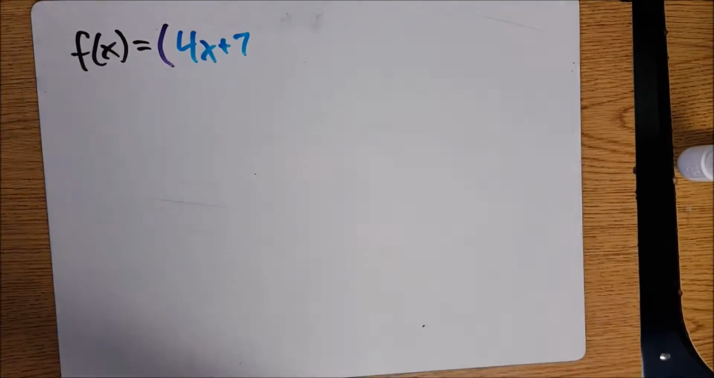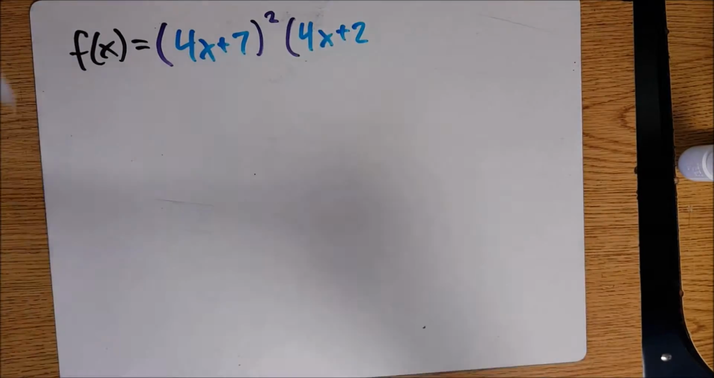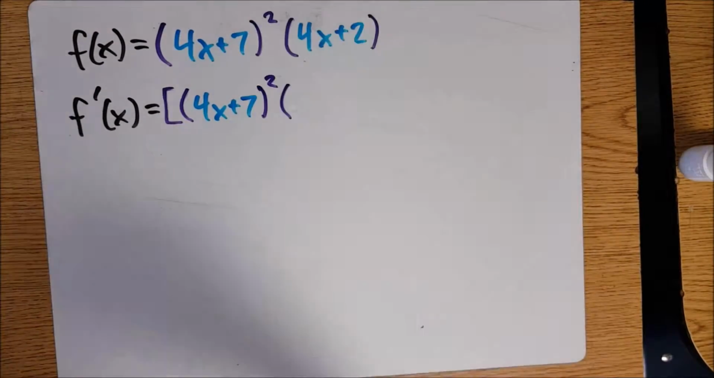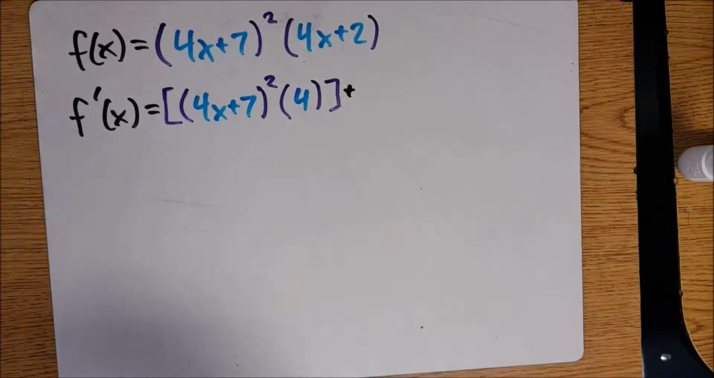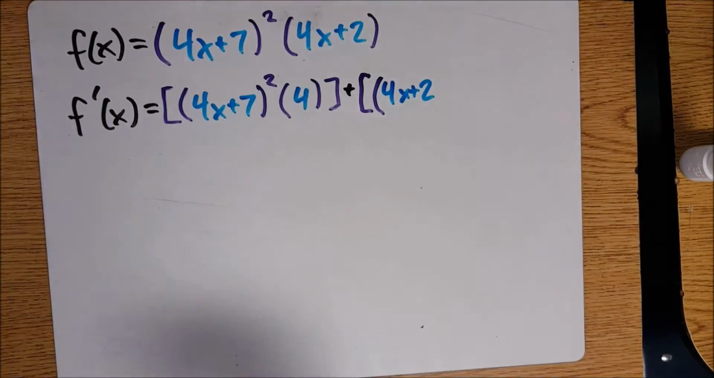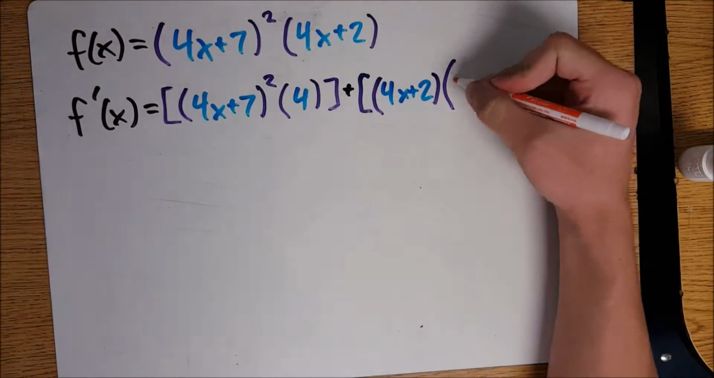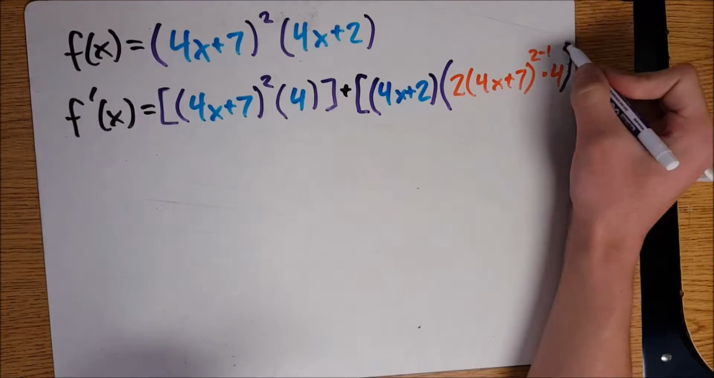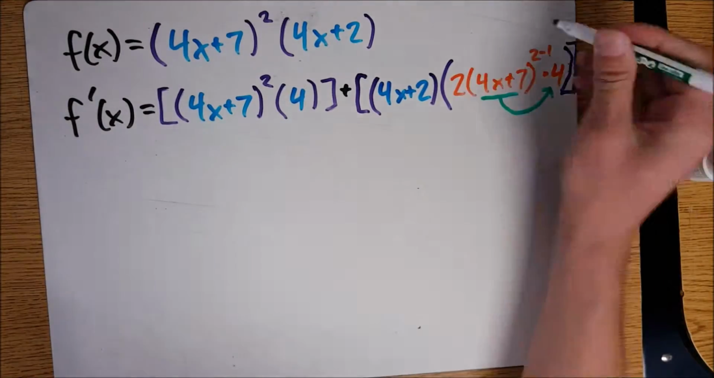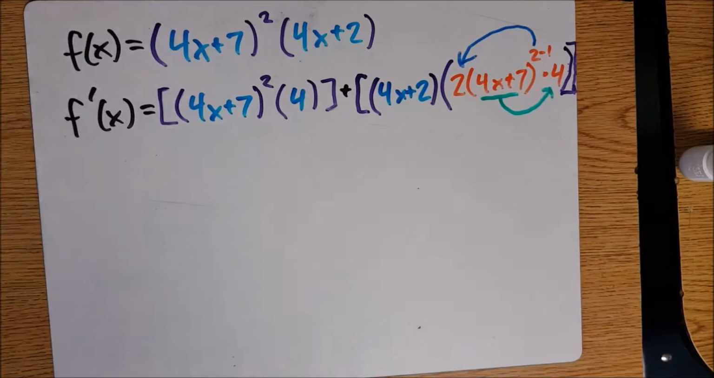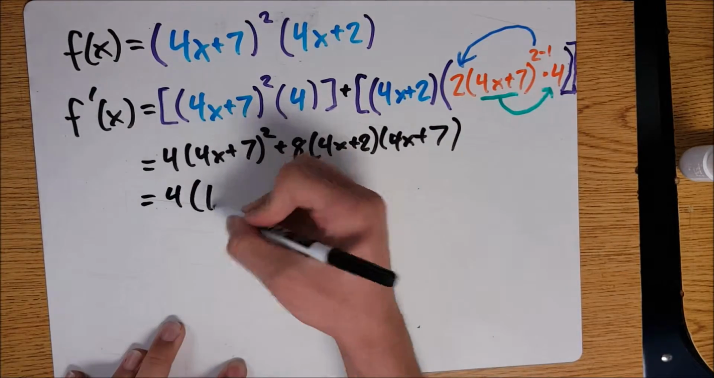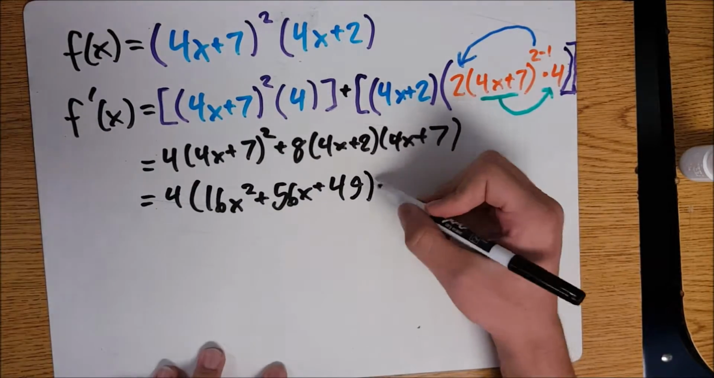Our first question is (4x plus 7) quantity squared multiplied by (4x plus 2). We are going to want to use the product rule to solve this first. First derivative second plus second derivative first. After setting up the product rule, we will have to use the chain rule on (4x plus 7) squared when we do the second derivative first part, where this is a function within a function. After doing so, we can simplify with simple algebra.